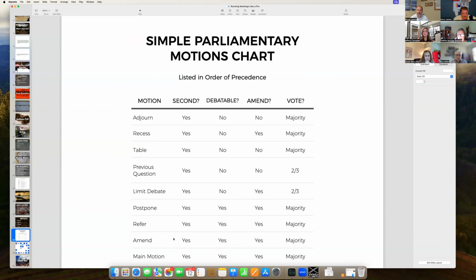Now, what gets really tricky, and when I'm chairing meetings, I am writing, and when an amendment gets made, I rewrite it, because sometimes you'll be debating a motion to amend a main motion. Anyway, it can be hard to keep track of sometimes.